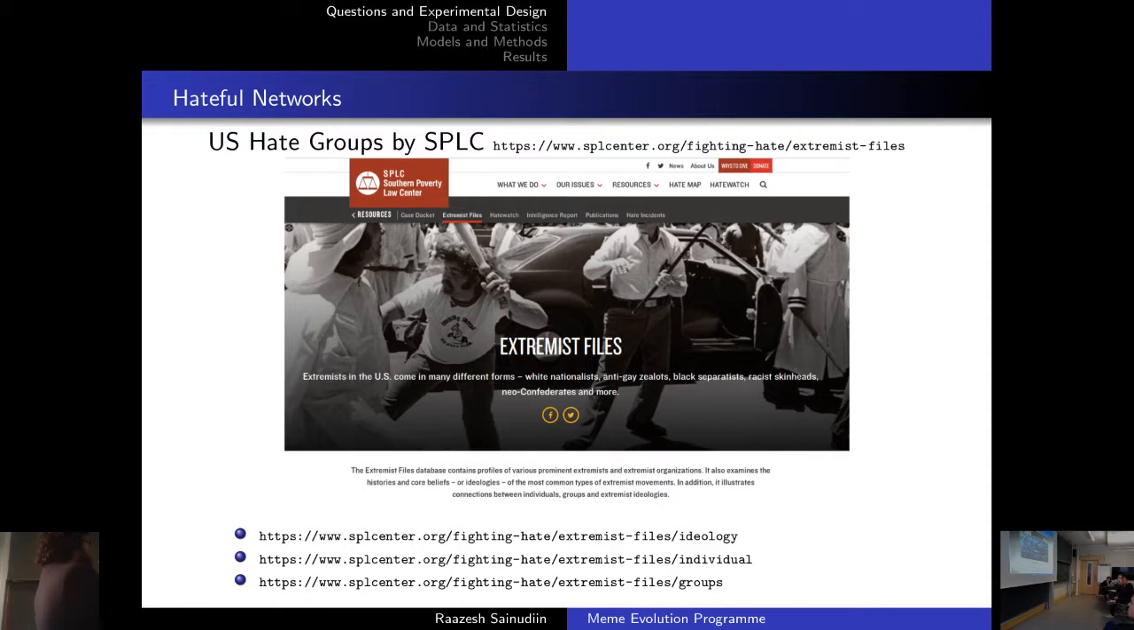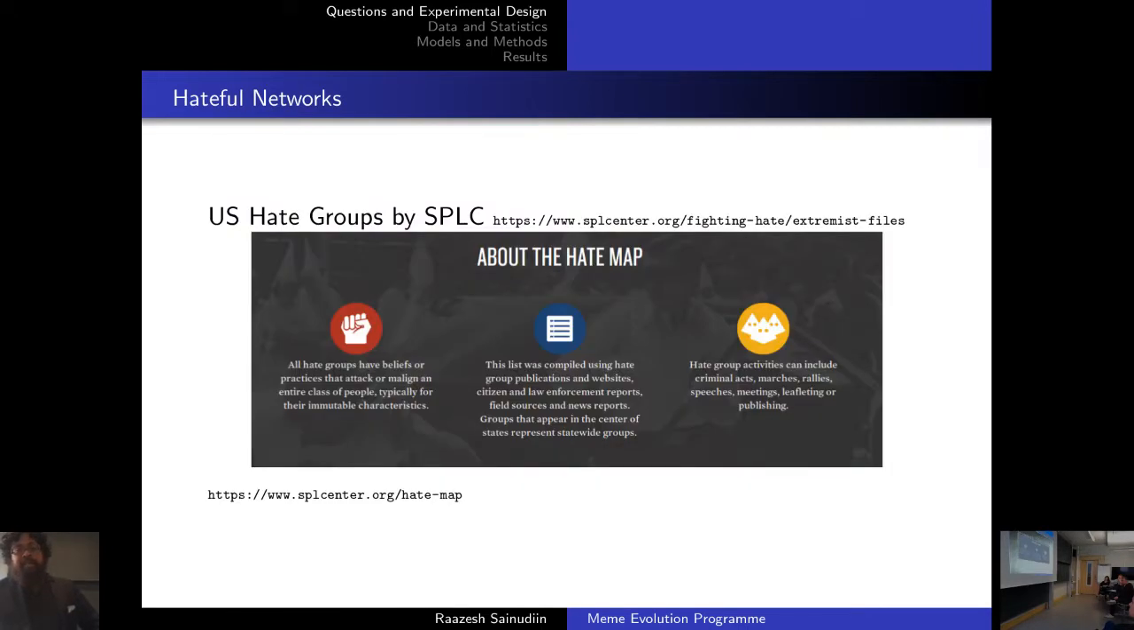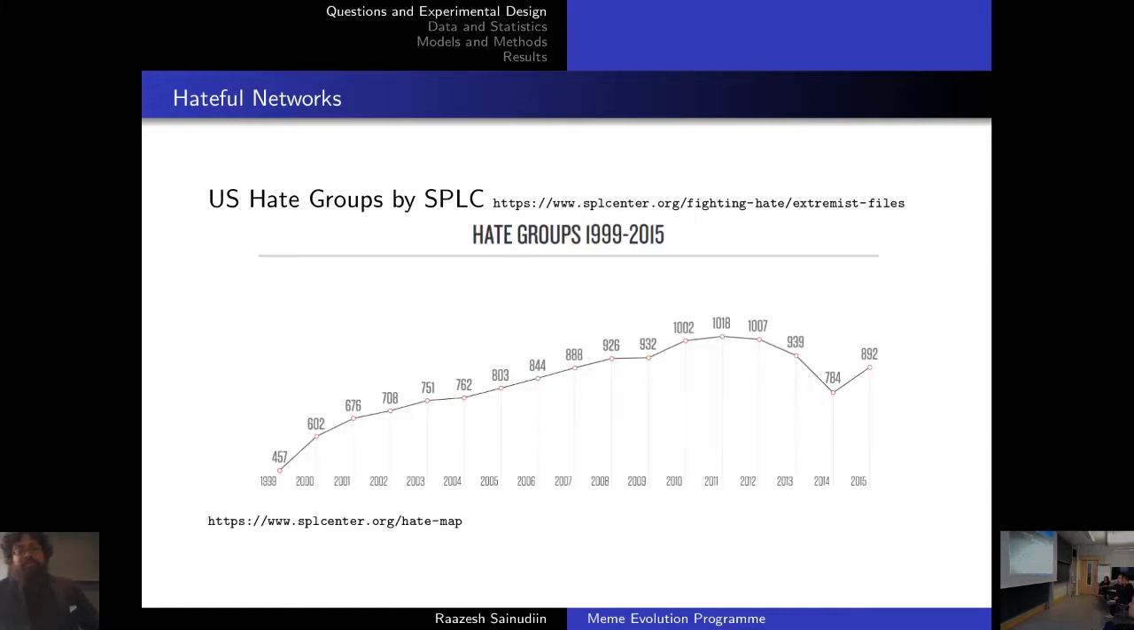So this is essentially the Southern Poverty Law Center. It has this thing called extremist files. It classifies hate groups by ideology, individuals or charismatic leaders and groups. And it maintains a running map of active hate groups and incidents. This is the map, and this is the number of hate incidents.